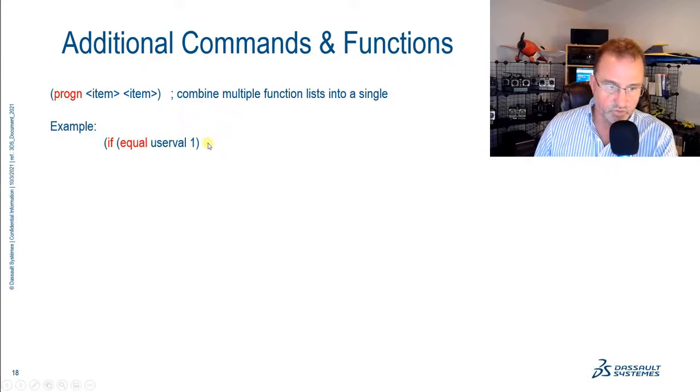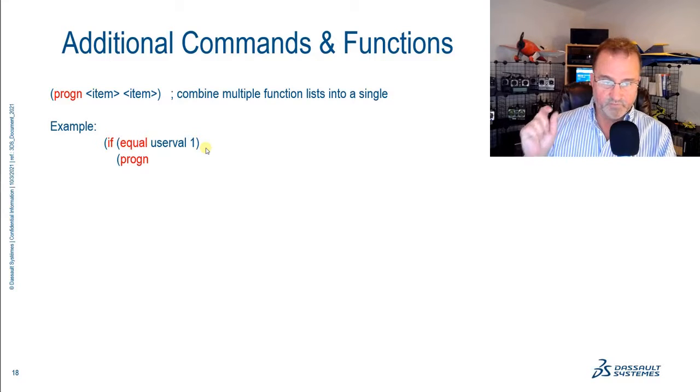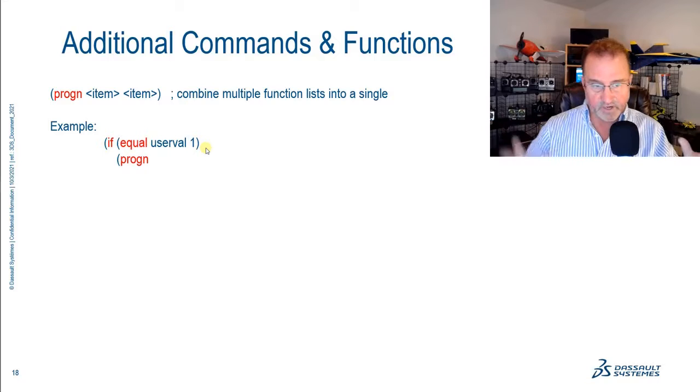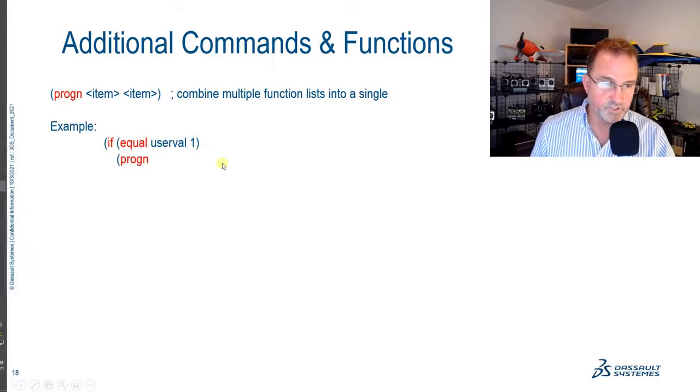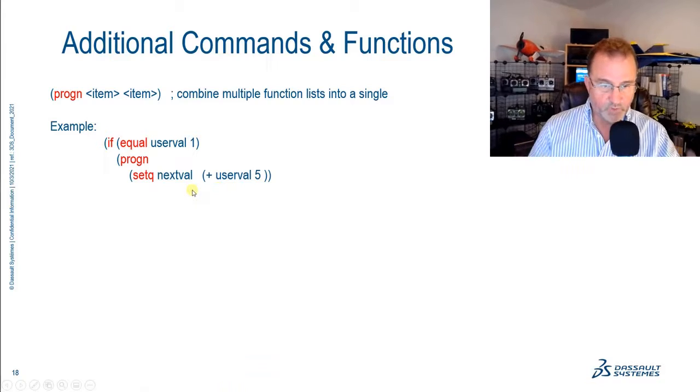So if this is true, I want to do a number of different things. I want to run set queues, do some actions, do other things. Well, if you remember with the if statement, if the item is true, it does the first thing. If not, it does the second thing. Well, what if that first thing has to have multiple functions? Well, we use a progn to be sort of the container to put multiple functions in.